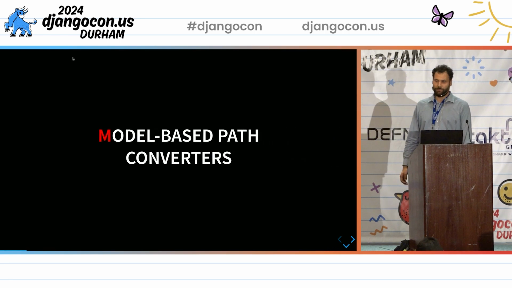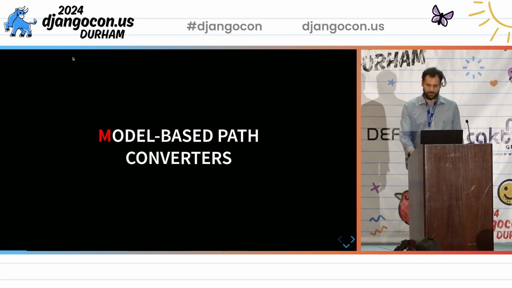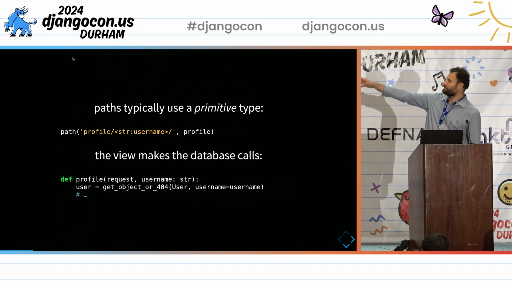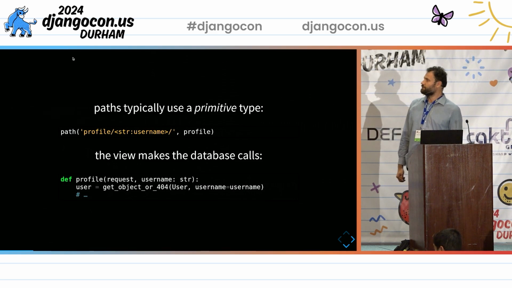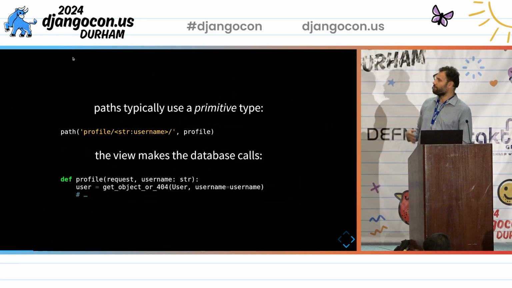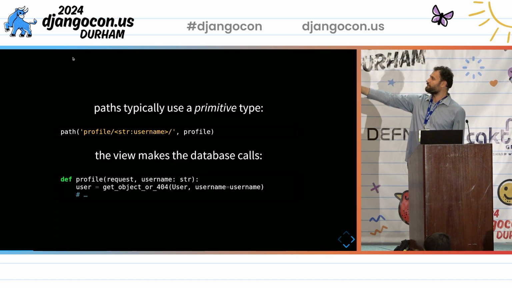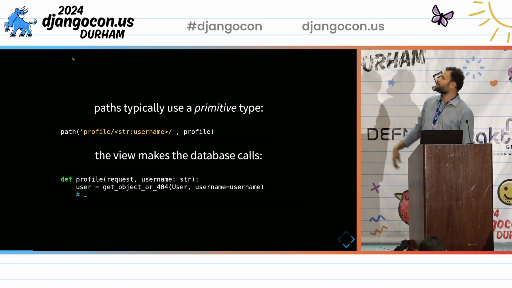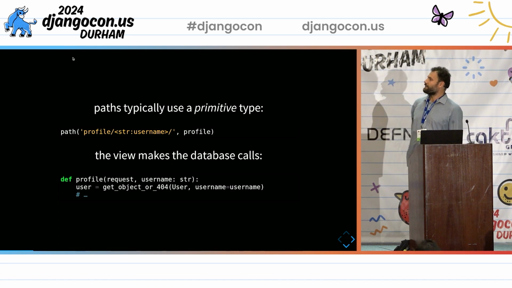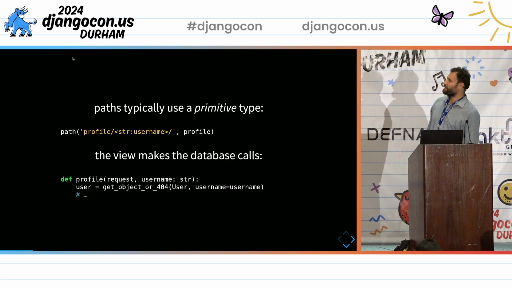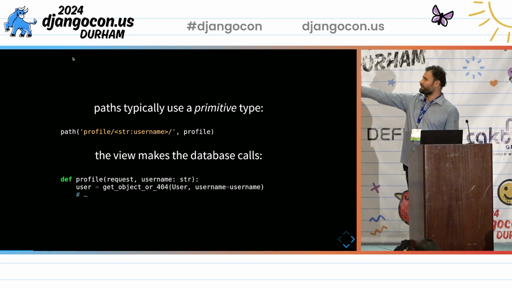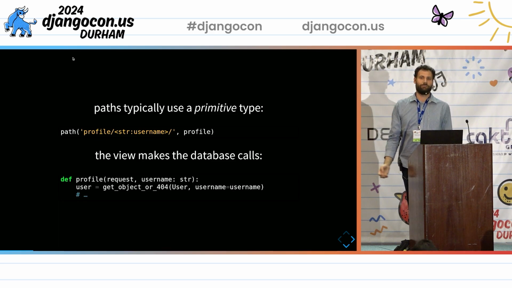So the first topic will be model-based pod converters. Most of you, if you develop in Django, write pods and views all the time. And typically what you do is you define a pod where you, for example, have a certain pattern. In that pattern, you use a primitive type, like, for example, the str for a string that will then take the username. And in the view, what you do is you make a database query, or you do something else with the username, but a typical use case is a get object or 404, where you request to the database a user with that username, right?